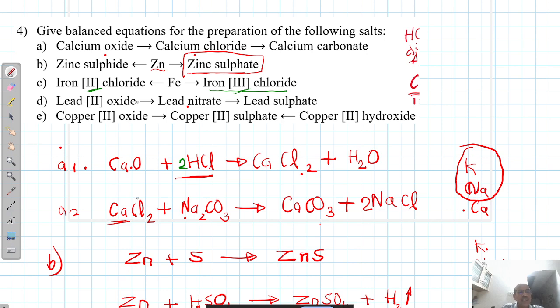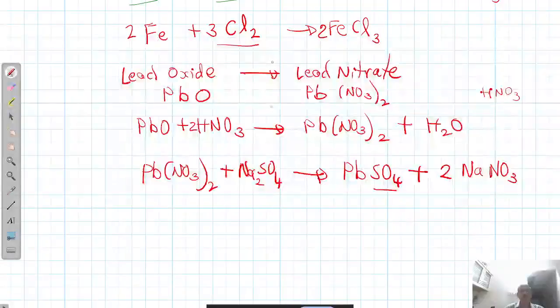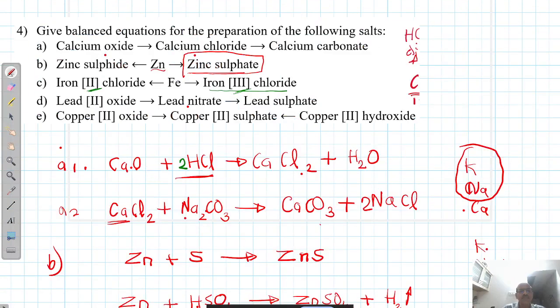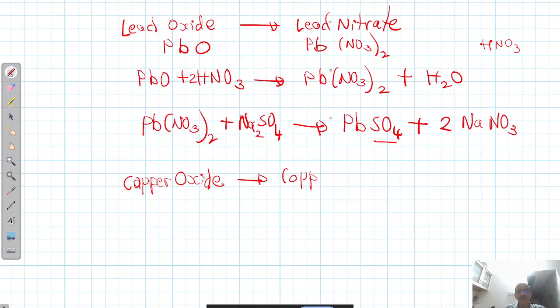He is asking copper oxide to copper sulfate. Can anyone do this? What is copper oxide, or cuprous oxide? Copper oxide to copper sulfate, right? And here he has put 2, here also he has put 2. That means the valency of copper is 2.